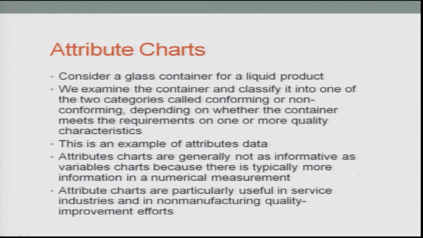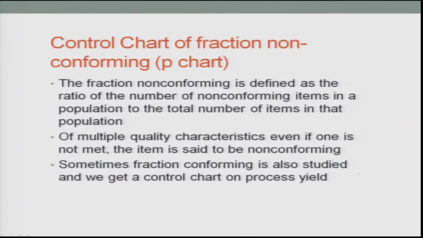Attribute charts are particularly useful in service industries and in non-manufacturing quality improvement efforts, where they are important and would be utilized. Next, control charts of fraction non-conforming, which are the P charts. There I will consider the conformity and non-conformity for the attributes which I am trying to study. The fraction non-conforming is defined as the ratio of the number of non-conforming items in a population to the total number of items in that population.